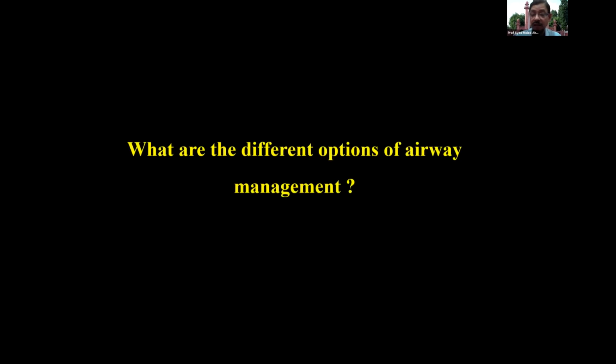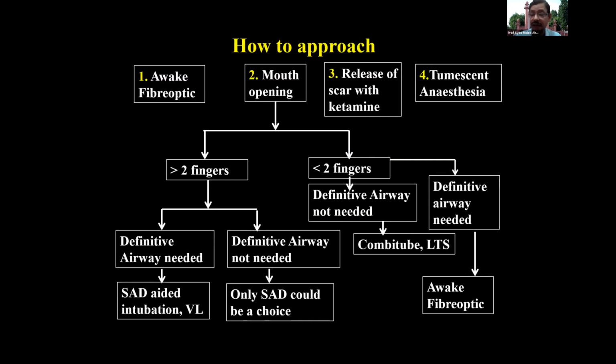So what are the different options of airway management? I try to make it a sort of algorithm format, whatever options we have. So first, the gold standard is that the patient can go straight away with awake fiber optic intubation. That's the first choice. Now, depending upon the mouth opening, the patient may have two fingers or more than two fingers. If you don't need a definitive airway, then you can go for supraglottic airway device, or you can go for video laryngoscope aided intubation if the patient has a mouth opening of more than two fingers.